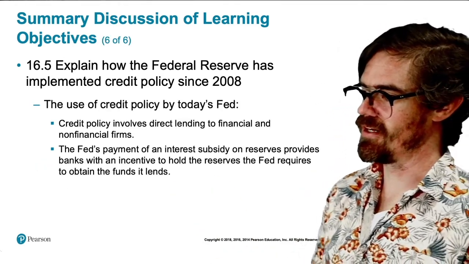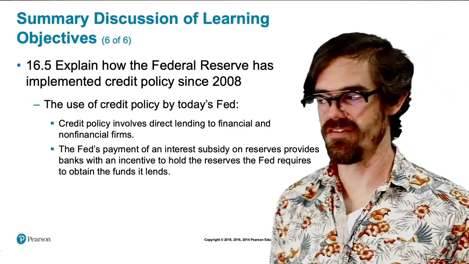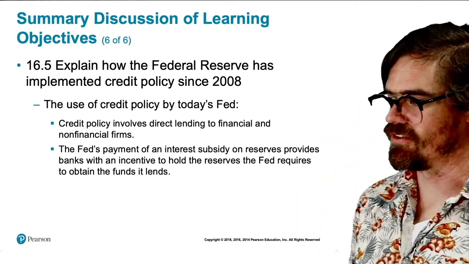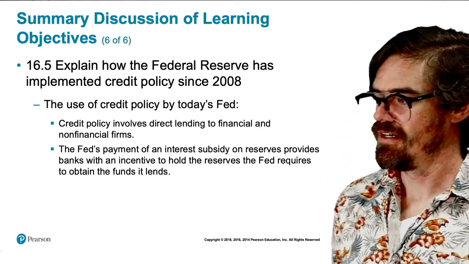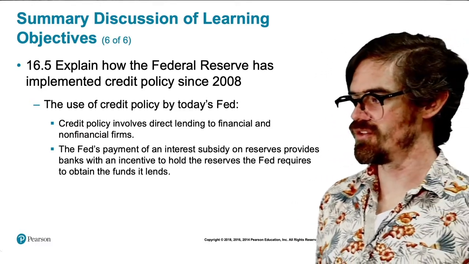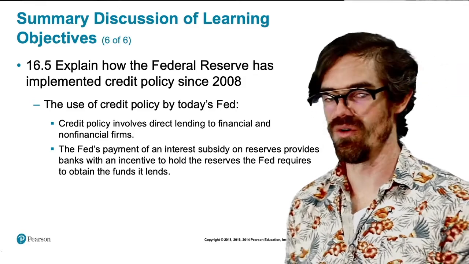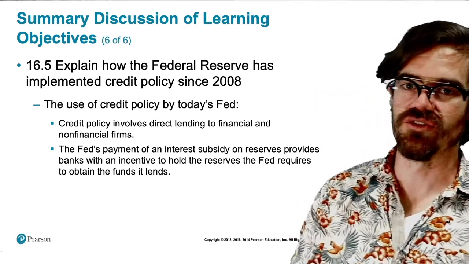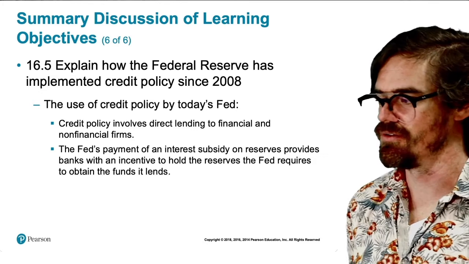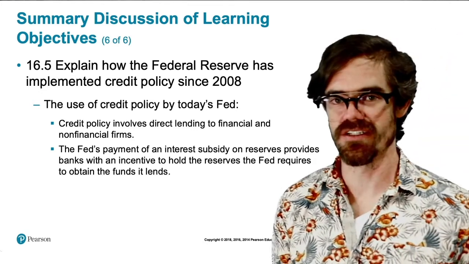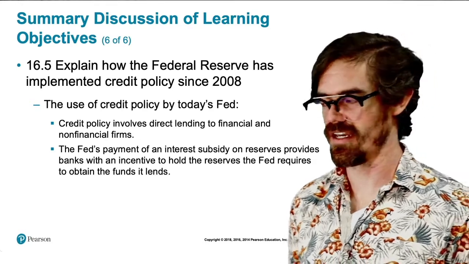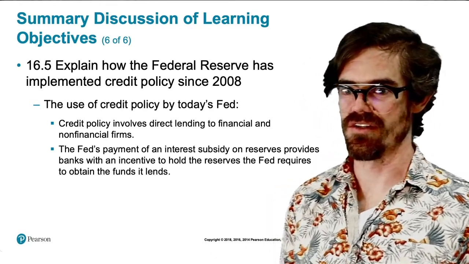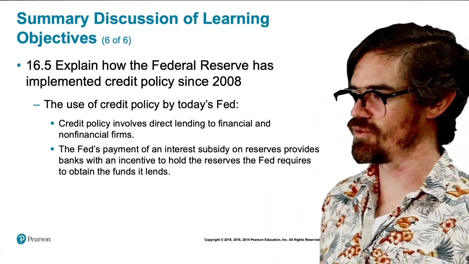We also talked about the use of credit policy by today's Fed. All right, credit policy involves direct lending, like we said, and the Fed's payment of an interest subsidy on reserves provides banks an incentive to hold reserves rather than to loan it out to businesses. So it's not entirely clear that this is actually a good thing. I think we'll probably find out in the next decade or so as we begin to see the long run effects of its credit policies.